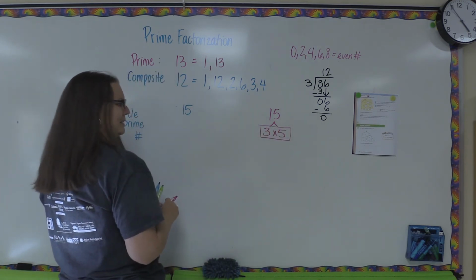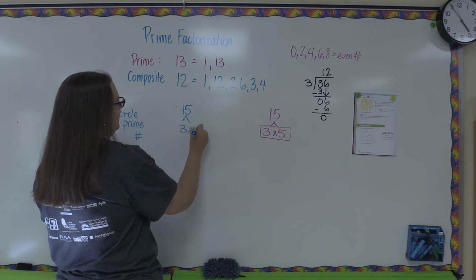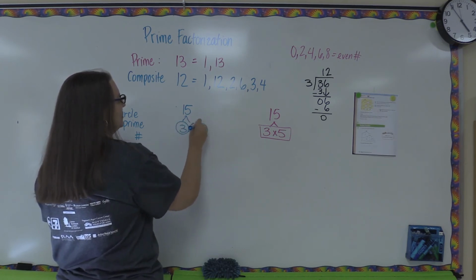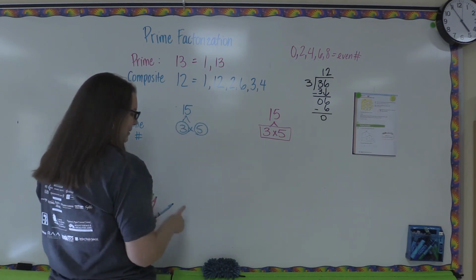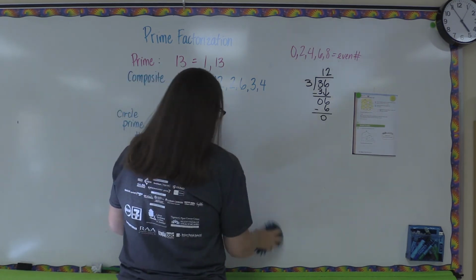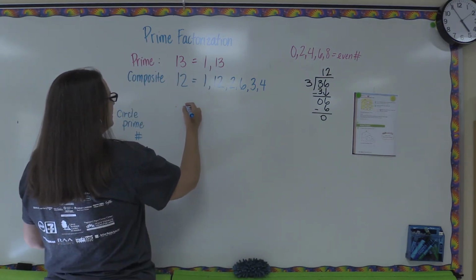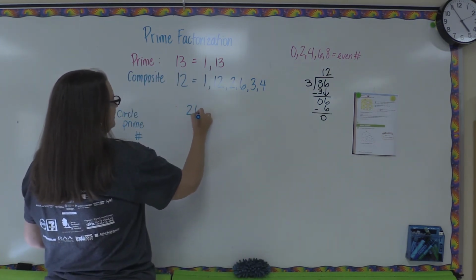I might not have picked the best number for this because guess what I'm gonna do? The same thing over here. 3 times 5, but I would have mine circled just because I like to circle my prime numbers. Let me choose a larger number and see if we can't get a little bit more information here. What if we have, let's say 26.